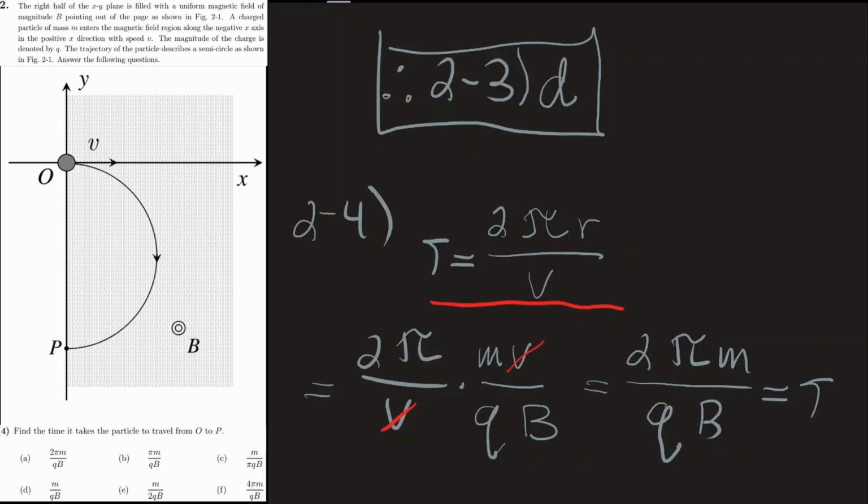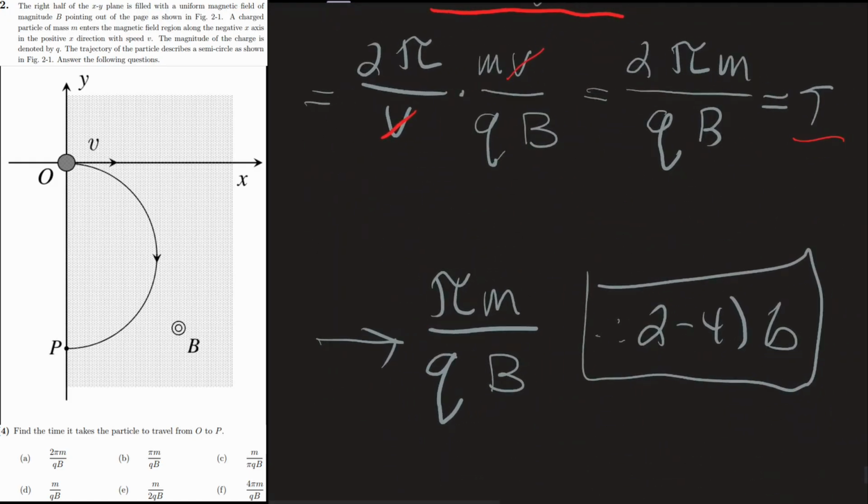But remember, we just found the entire period. That is the time it takes for the particle to go around the entire circular path. But the question asks for the time for the particle to travel from O to P. That is only half of the circle, meaning it is half of the period. So actually the correct answer is just pi m over qB, which matches option B.